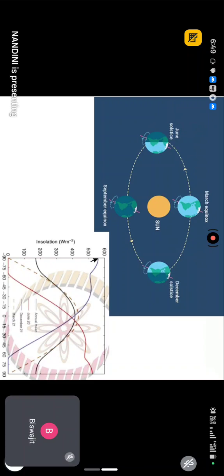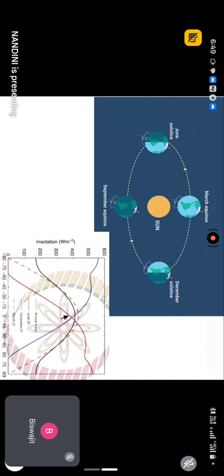And over the equator, during summer and winter, the incoming solar radiation received remains almost the same. There is not much variation in the radiation received at the equator. And the black line shows the annual mean, combining both seasons.